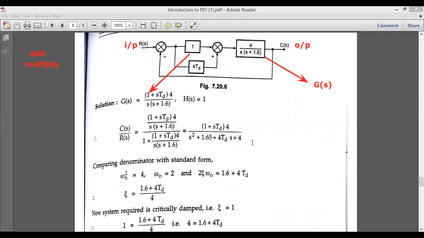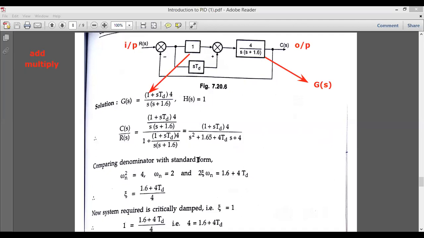Okay, so therefore, if the two blocks are in series and we multiply the whole thing, your new G(s) value will be 4 into (1 + sTd) divided by s multiplied by (s + 1.6). Okay, this is the new value for G(s). And what is H(s)? H(s) is equal to 1. Why is H(s) equal to 1?